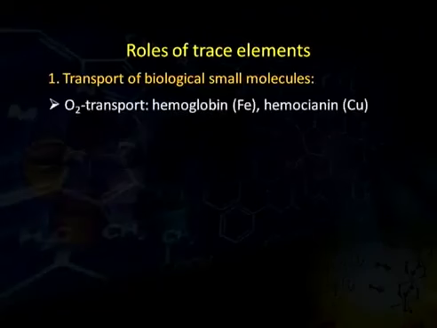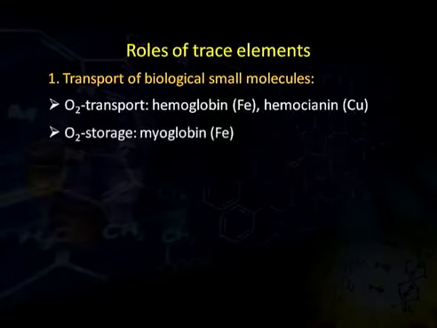Trace elements have a very important role to play in the biological system. For example, they are used in the transport of biological small molecules. We have hemoglobin and hemocyanin, which are oxygen transport agents. Hemoglobin is basically a macromolecule which has a porphyrin, and in the center of the porphyrin iron is present. This hemoglobin is used for oxygen transport in human beings. We also have hemocyanin, which has the same function of oxygen transport, but here the metal copper is present in the center of the porphyrin rather than iron. These porphyrins we will be discussing in my next episode.